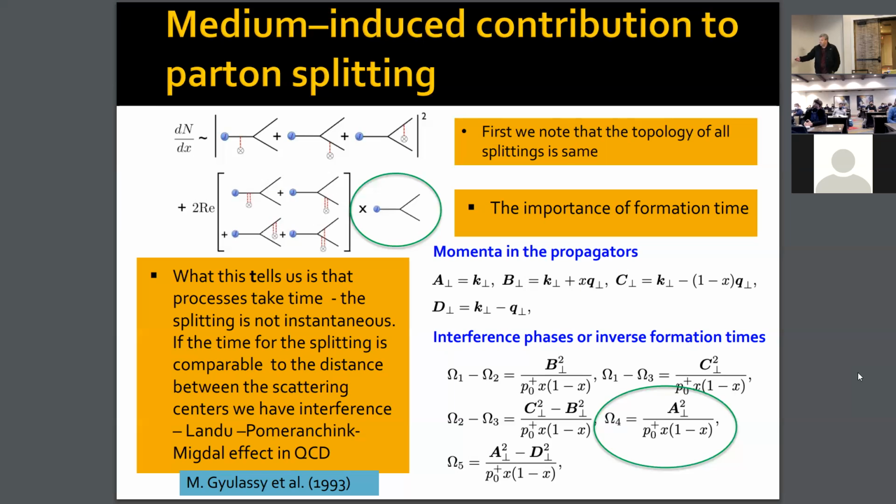So we have to keep them. What those interference phases tell us is that the process of parton splitting is not instantaneous, but it takes a certain time. It takes time inversely proportional to those phases. And therefore, if you have something generated by virtuality, simply in the hard part, this vacuum splitting, and something generated, for example, by scattering in the medium, those processes can interfere. And this is the essence of this Landau-Pomeranchuk-Migdal effect.